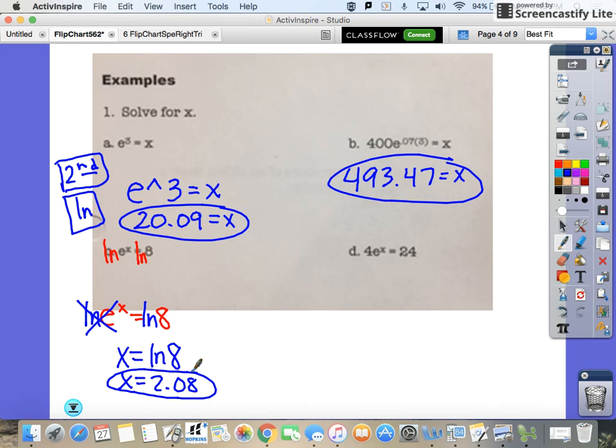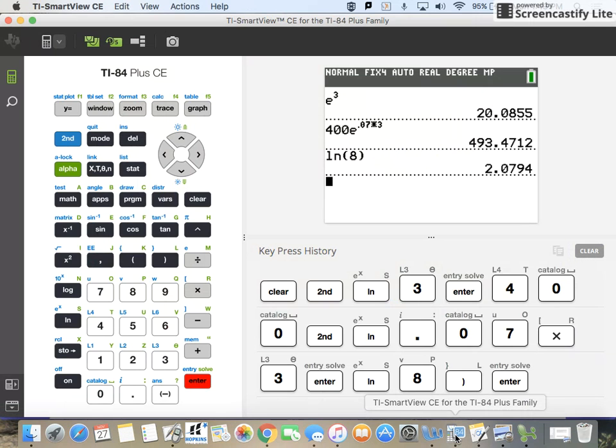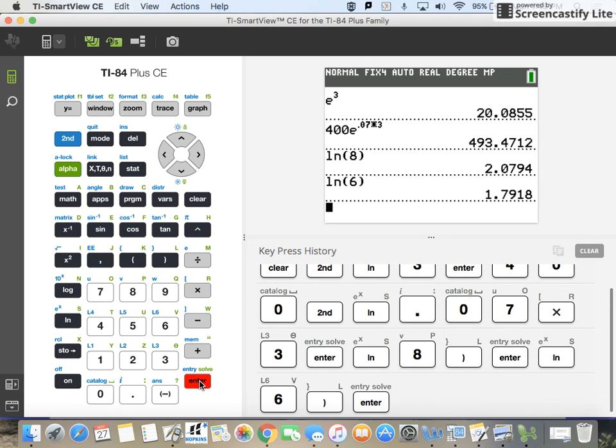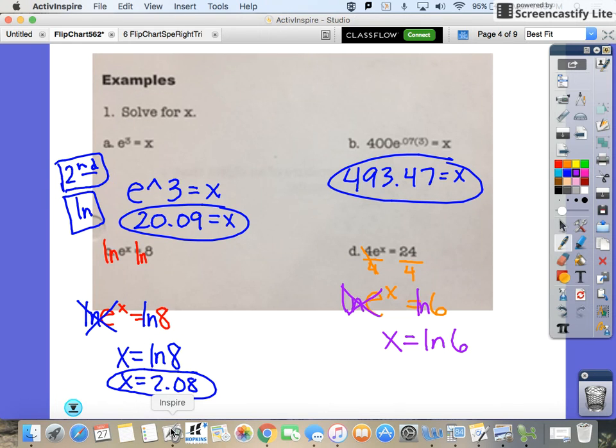Okay, then we try the next one. In this one, we have to divide by 4 first. We get e to the power of x equals 6. And again, to isolate x, we need to natural log both sides. Then these cancel, and we're left with x equals natural log of 6. Natural log 6, enter, 1.79.